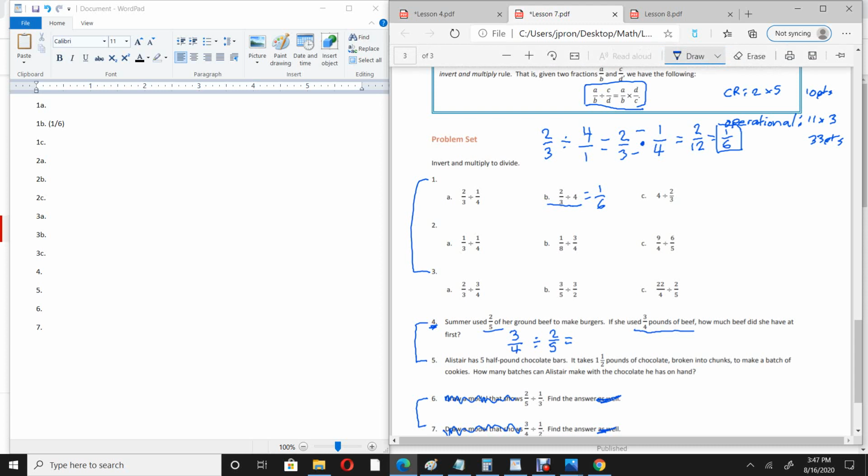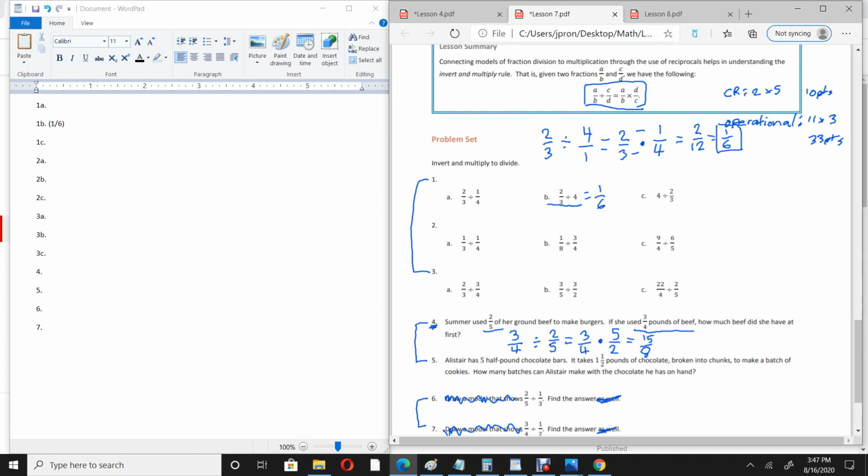So remember to invert the divisor. So you have 3/4, the dividend stays the same, and we invert the divisor, 5/2, and we multiply. That's going to give me 15/8. And I did the math on it, and that makes sense. Yeah, that worked.